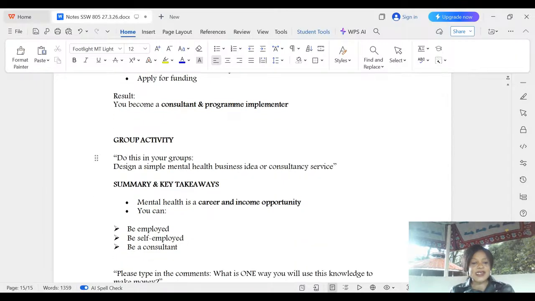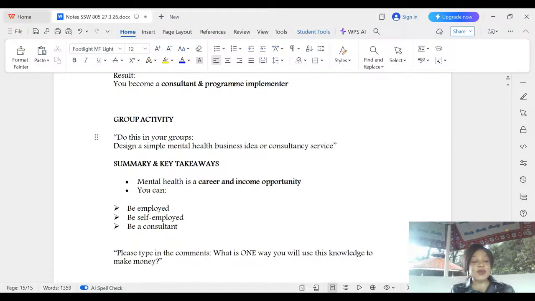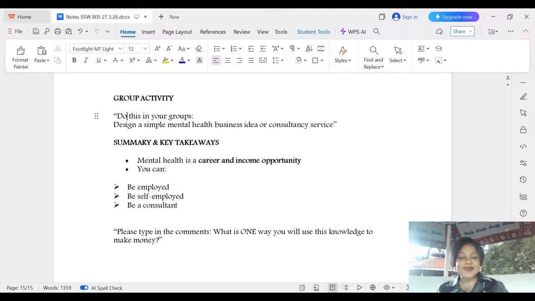All right. So, in summary, mental health is a career and income opportunity. You can be self-employed, you can be employed, you can be a consultant. All right. So, please just type for me in the comments what is one way that you will be able to use this knowledge to make money or grow in terms of your career.